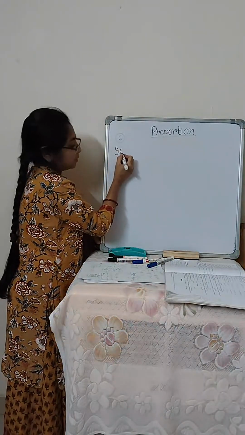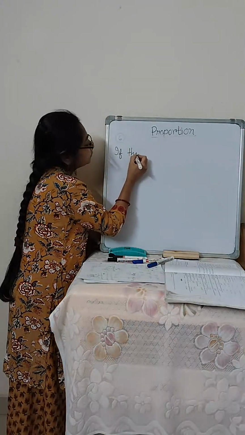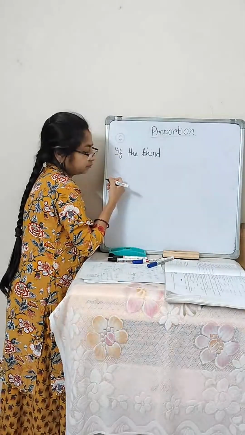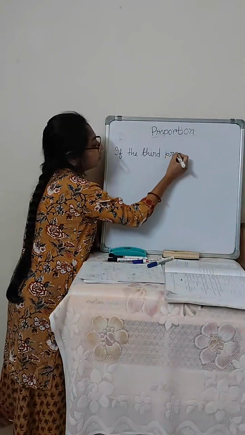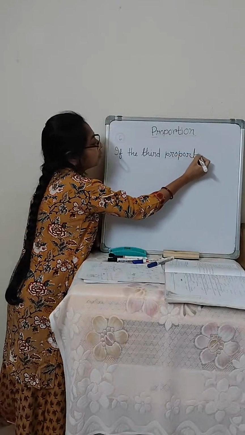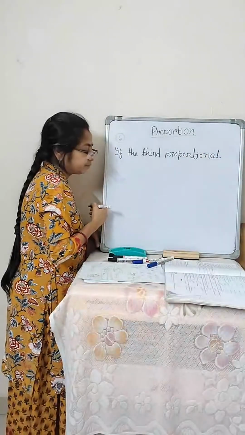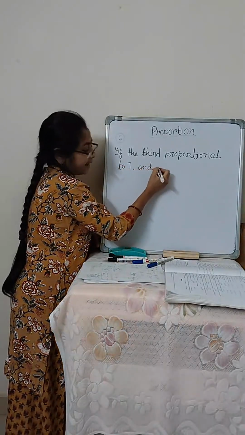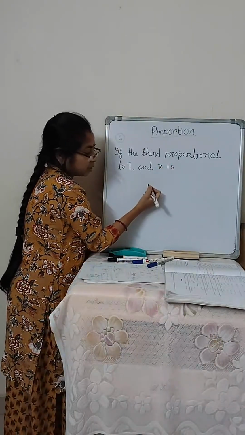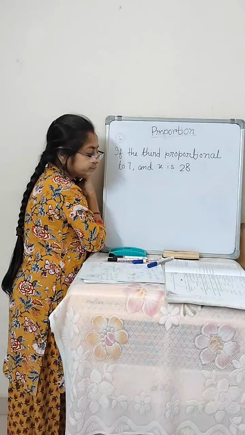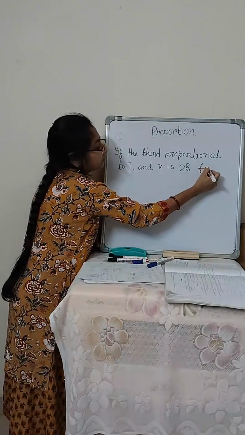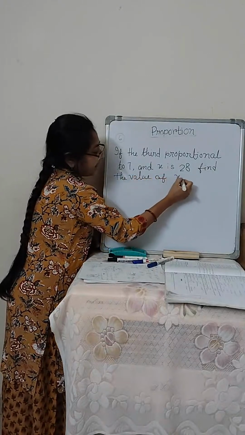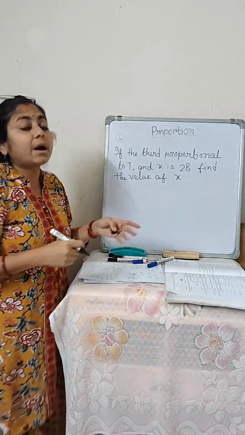If the third proportional to 7 and x is 28, find the value of x.